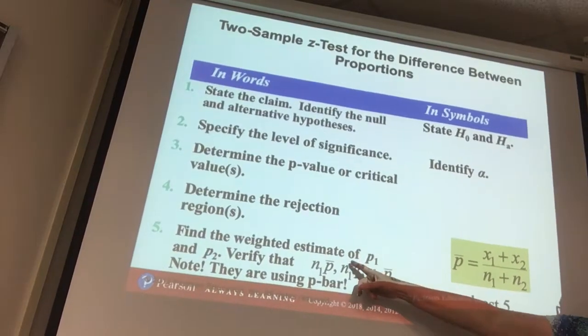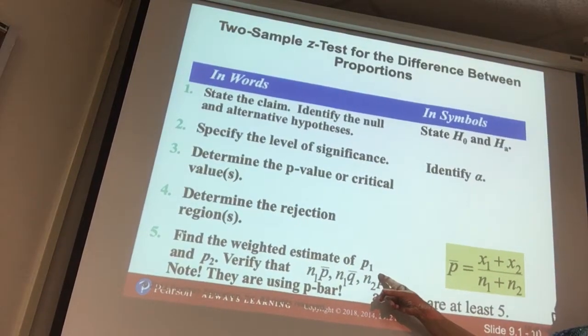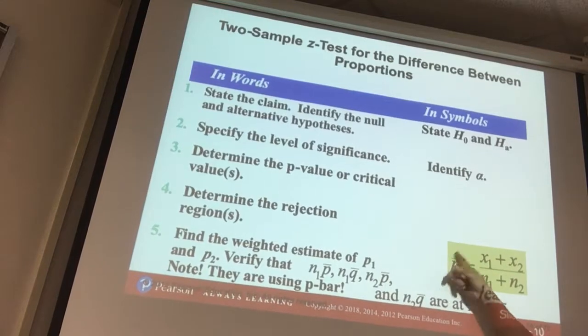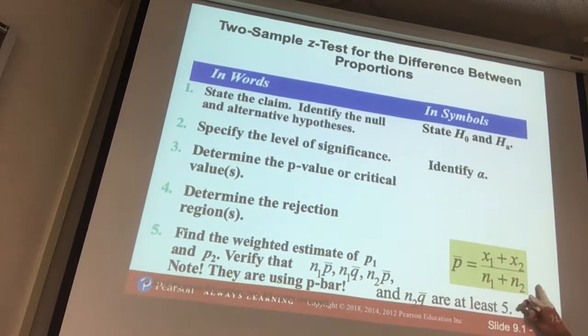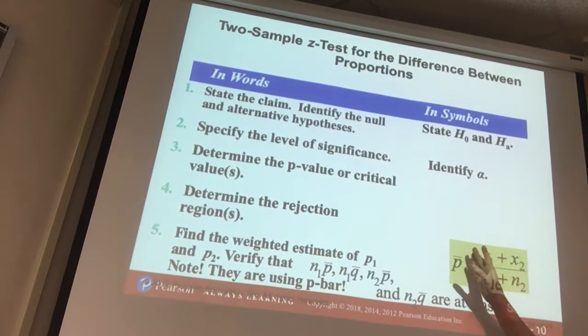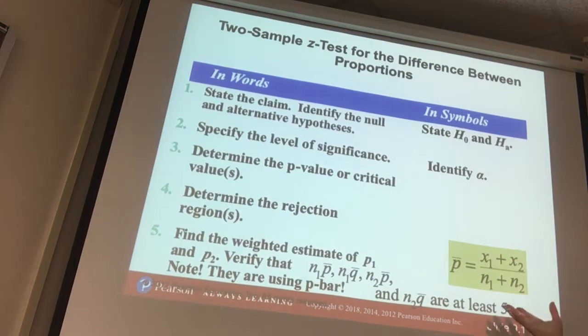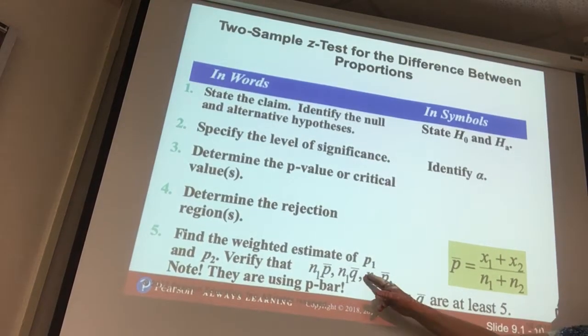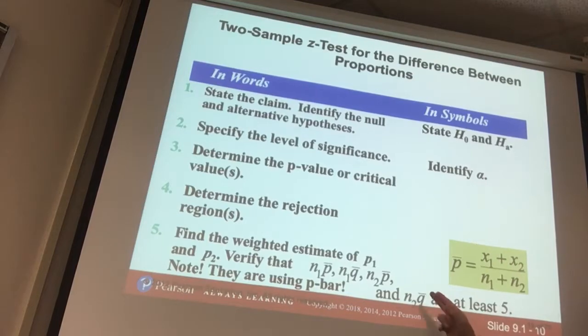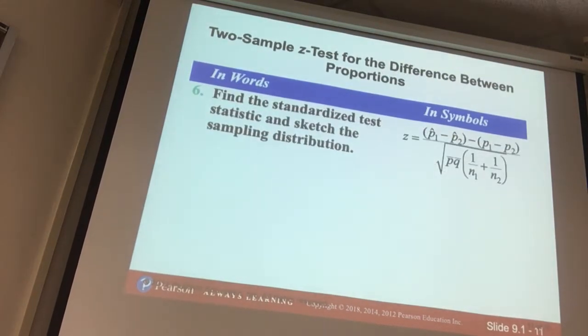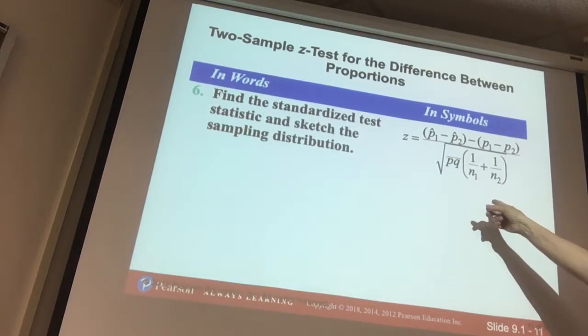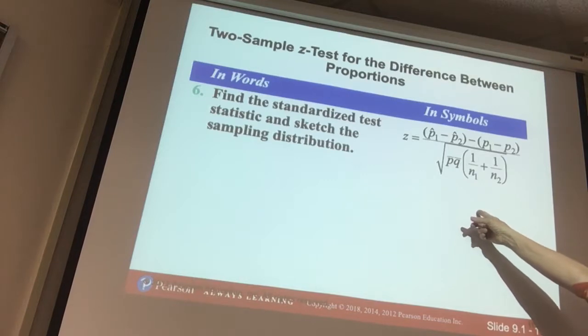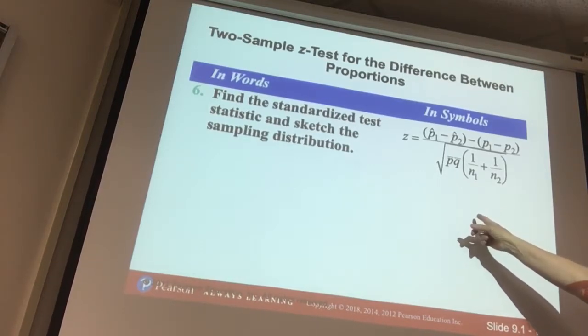So then, find a weighted estimate of p1 and p2, which is their p bar there. That's your best estimate of your proportion. And then you're just verifying that you can do this test. That's your qualifications there. And then here is your standardized test statistic. This is the one that you could plug in and crank out by hand, but you will get the same thing if you put it in a calculator.